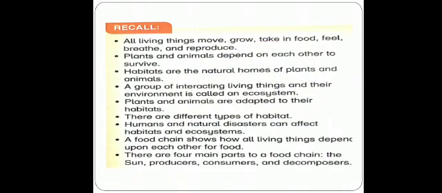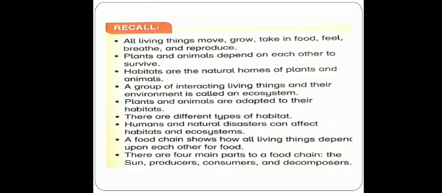Dear students, this is just a recall of what we have studied earlier. For example, we know that all living things have the ability to move, grow, take food, breathe, and reproduce. These are the characteristics of living things. Then plants and animals depend on each other. Whenever they live in an environment, we get food from the plants. So they both depend on each other, and plants get carbon dioxide from animals.